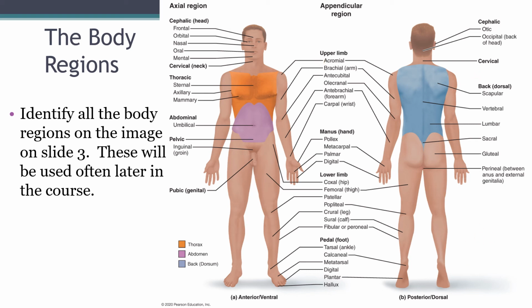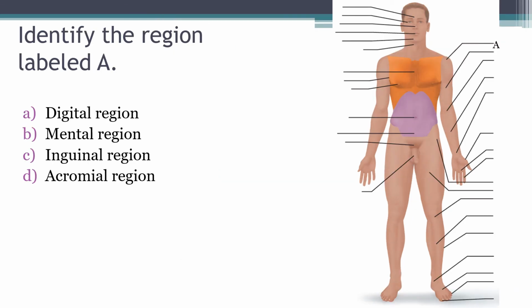So really you just need to be able to identify these regions. Your questions will look like this one. Identify the region labeled A in the image here. So this one is pointing to the top of the shoulder, the point of the shoulder. Remember that is D, the acromial region.